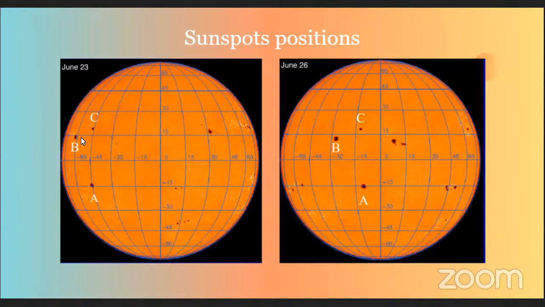B actually is beyond 60 degrees. So let's say it's approximately minus 70 degrees. And the final position of B after 3 days is minus 30. So I want you to calculate minus 30 minus 70. And again, I want you to give me the answer.